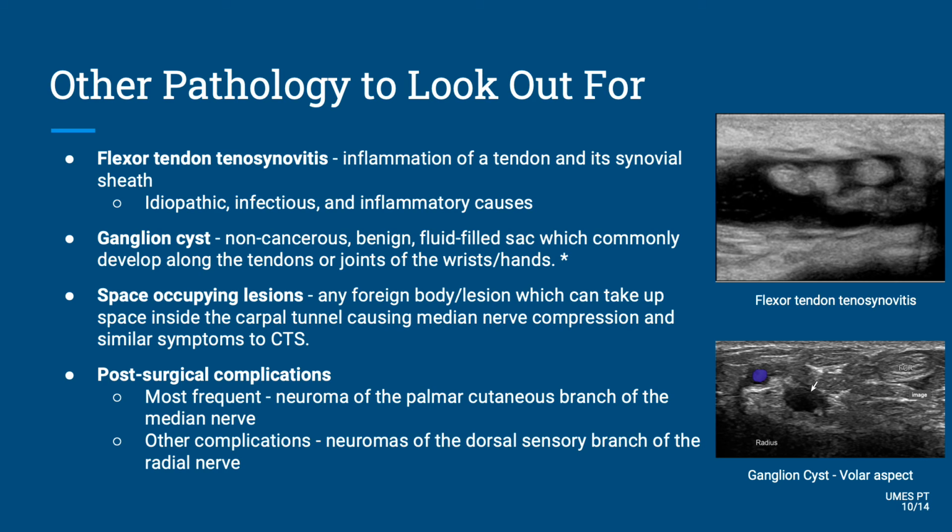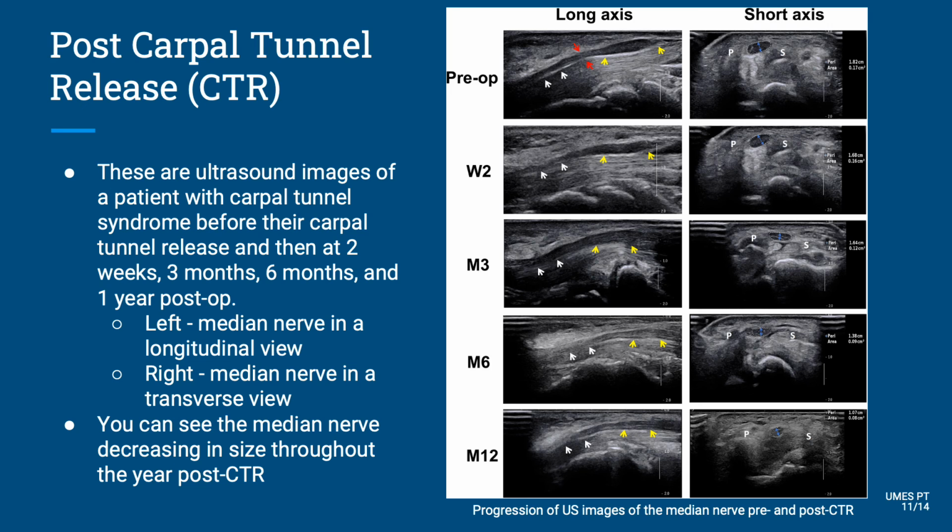You also have post-surgical complications. The most frequent are neuromas of the palmar cutaneous branch of the median nerve, and other complications include neuromas of the dorsal sensory branch of the radial nerve. It's just a really cool image. It is post-carpal tunnel release.